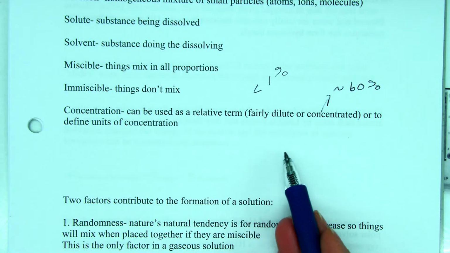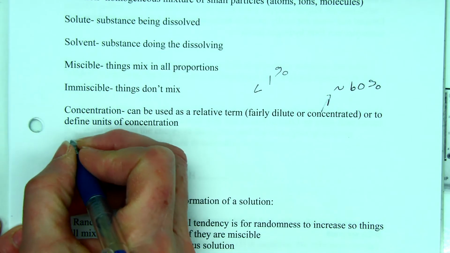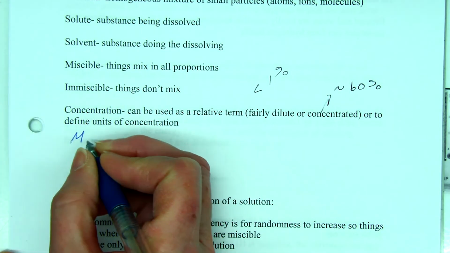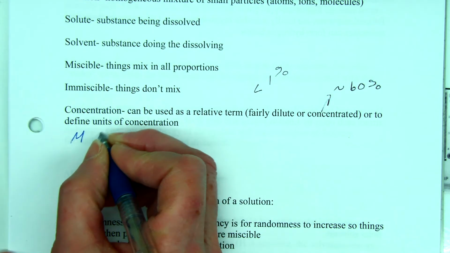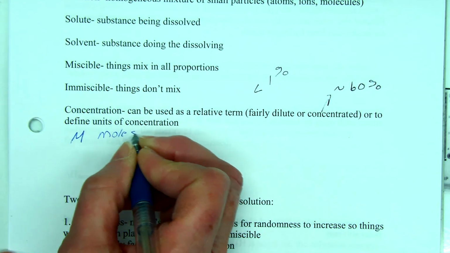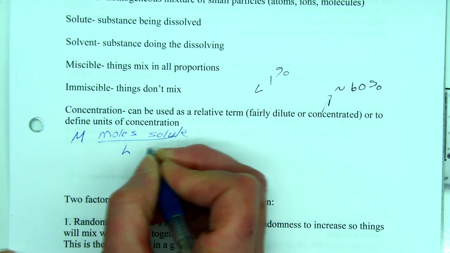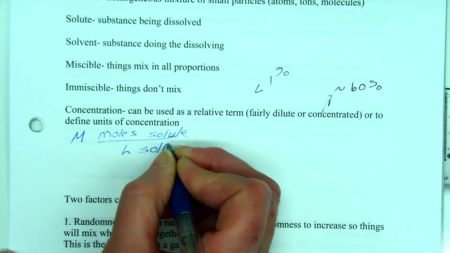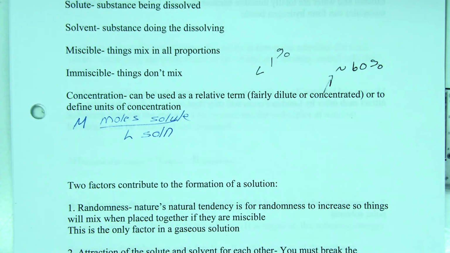So now when we talk about concentration, we can look at concentration units. The first one that you were introduced to is molarity. We use the uppercase M, and this is molarity, and it means moles of solute per liter of solution. You were introduced to this in Chem 111. Everybody remembers molarity?